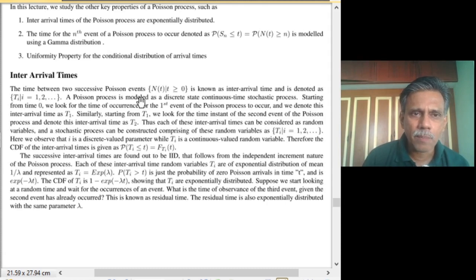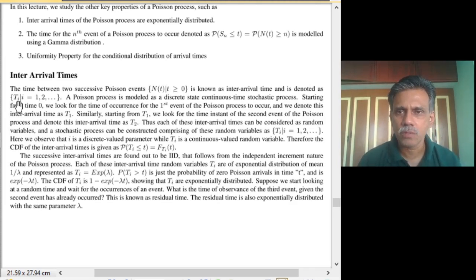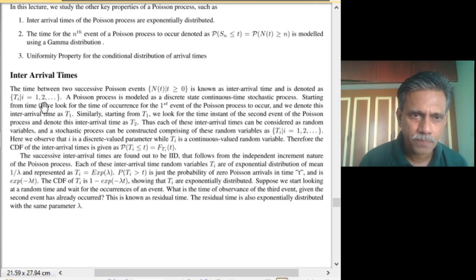We know that the Poisson process is a discrete state continuous time stochastic process, but this process Ti will be a continuous state discrete time stochastic process, because Ti can take any continuous values, but the index is i, the first inter-arrival time, second inter-arrival time, and so on, that is discrete. So these two are very related stochastic processes.